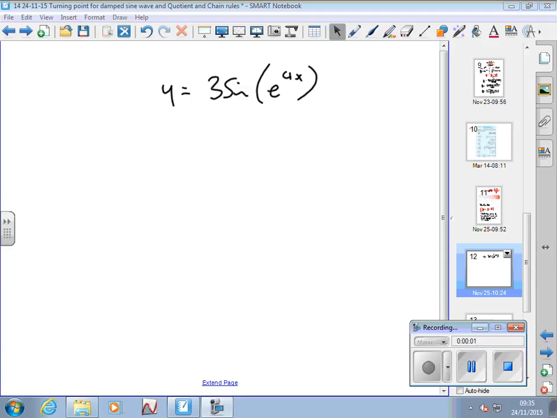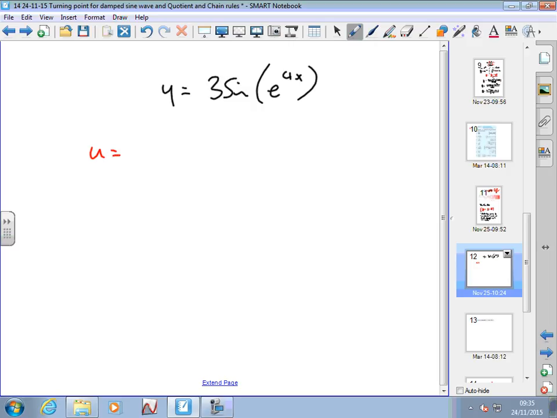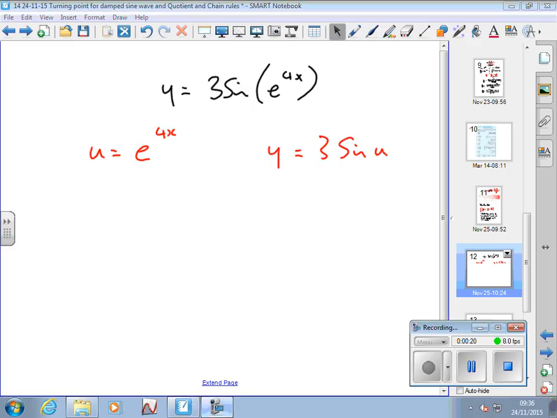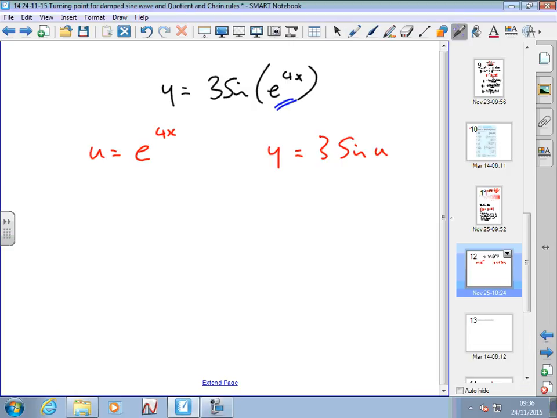So in this example, we're going to let u equal e to the 4x, the inner function, which means that y can be rewritten as 3 sine u. So what we do is we let u equal the inner function, u equal e to the 4x, and then we go back to the original function, this one here, and replace e to the 4x with u. So I rewrite it, but instead of writing e to the 4x, I write u.